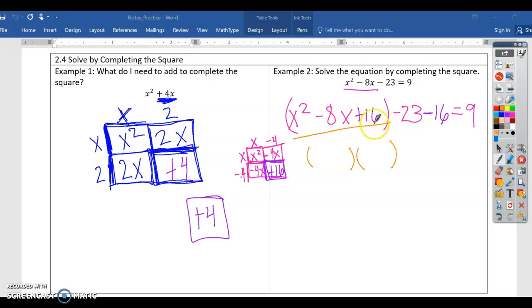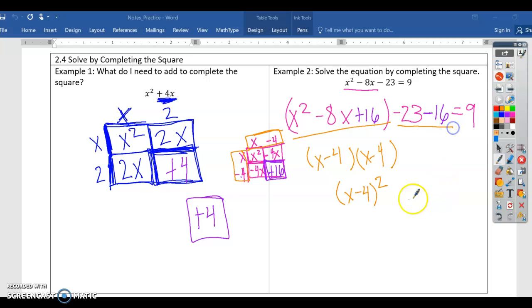What two numbers multiplied together give me 16 and when I add them give me negative 8? Well, that should be x minus 4 and x minus 4. You didn't even really need to factor, because if you go back to your square, what is the length and what is the width of your square? x minus 4, x minus 4. So another way to write that is x minus 4 squared.